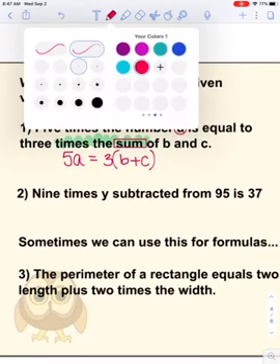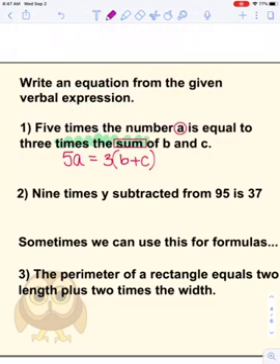Okay, so number 2 says 9 times y subtracted from 95 is 37. So 9 times y, hopefully we know, is just 9y. Subtracted from 95 is 37. Be careful here because a lot of people just read subtracted and 95 and they just write minus 95 equals 37. That's not right. Don't write that down.